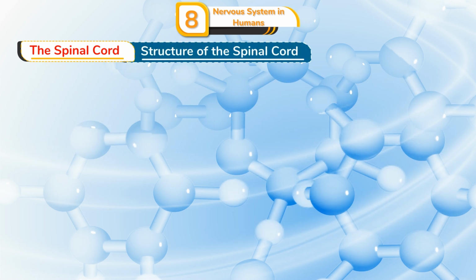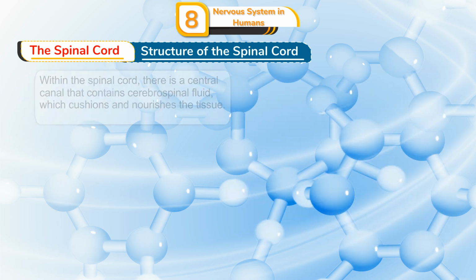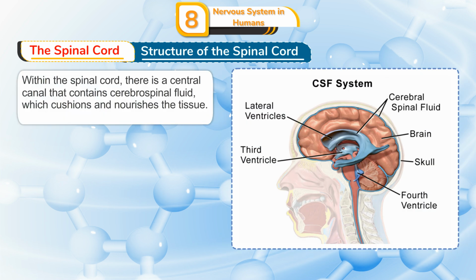Structure of the spinal cord. The spinal cord is protected by the vertebral column, which encases it in a bony structure. Within the spinal cord, there is a central canal that contains cerebrospinal fluid, which cushions and nourishes the tissue.